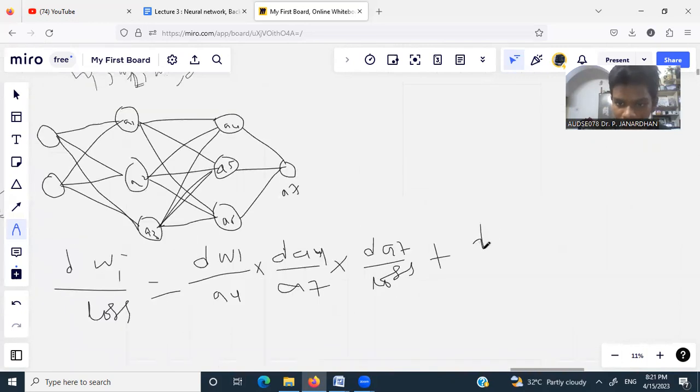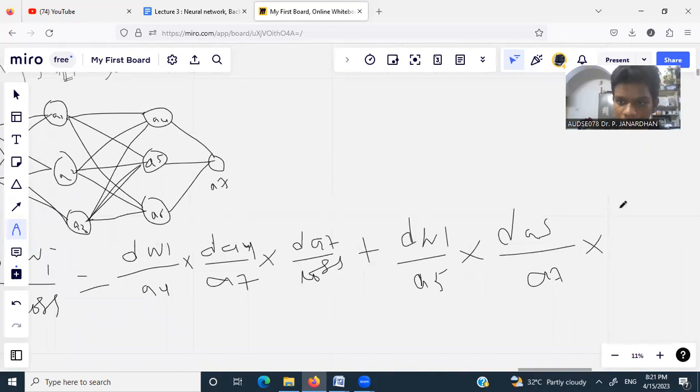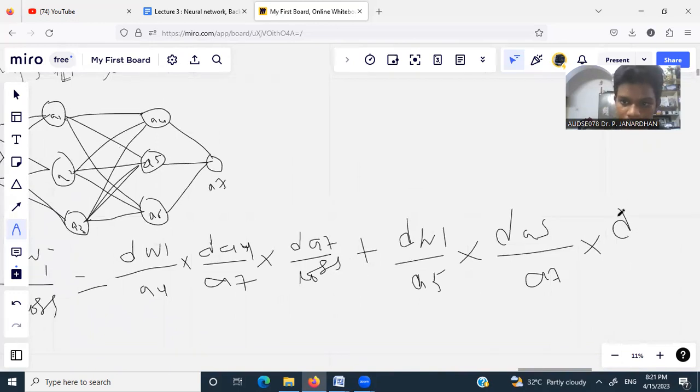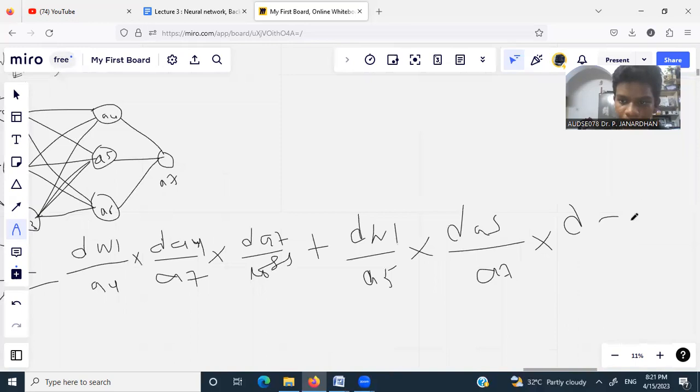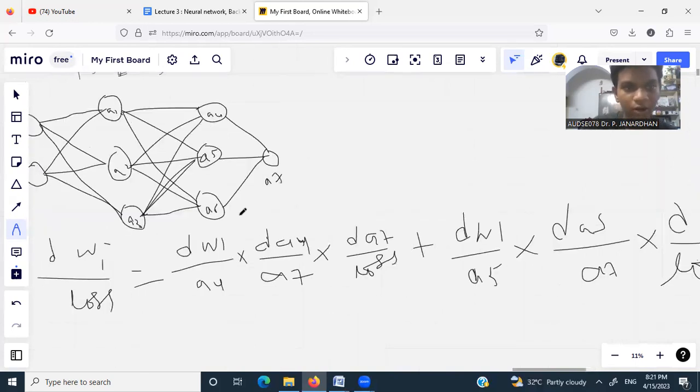I'll just say dw1 by da5, then we'll multiply by da5 by da7, and then we're going to multiply by da7 by the loss, right? So if you essentially see here what is going on, right?